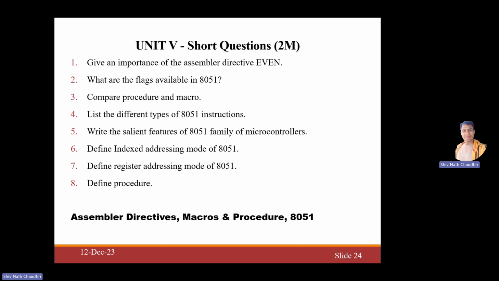The sixth question is define indexed addressing mode. Separately, indexed addressing mode and register addressing mode are asked for 8051. The question type is similar to 8085 and 8086. And the eighth one is define procedure. In this case, only procedure is asked, not the comparison of procedure and macros. So in the eighth question, you have to define procedure only.